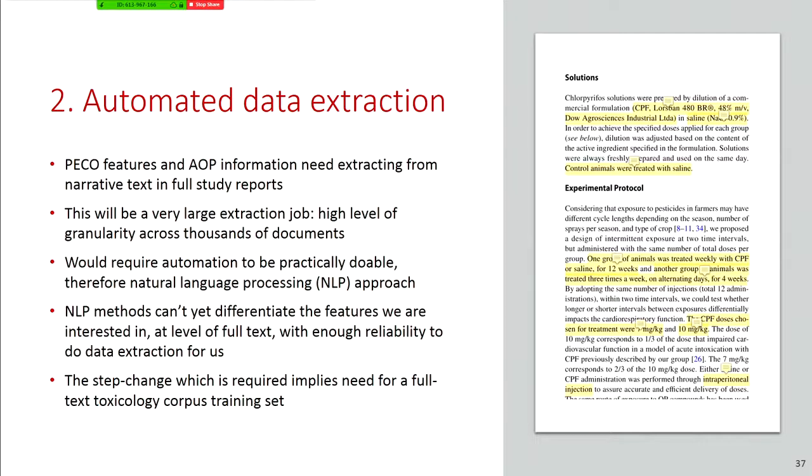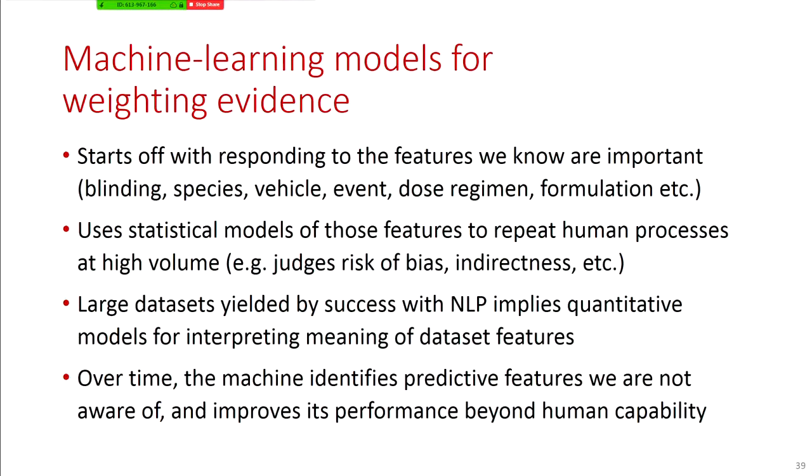There will be a corpus linguistics project, and it requires a full text toxicology corpus training set to teach the robots to read for us. Then finally, these machine learning models for weighting evidence. There's actually been tons of progress in this space in the last 5 years, and I think some people are starting to think that in 5 years' time, we could have made a really big step forward in this space.